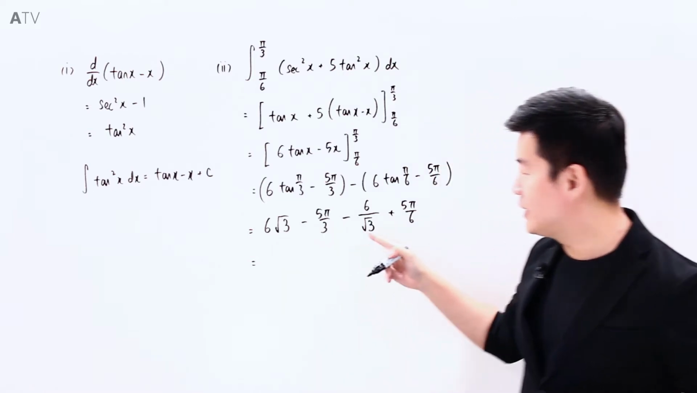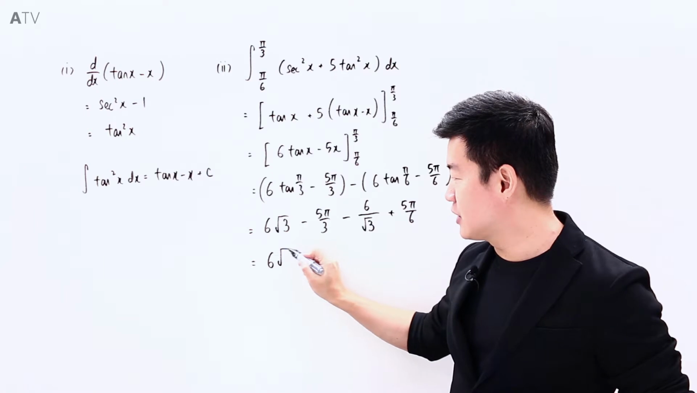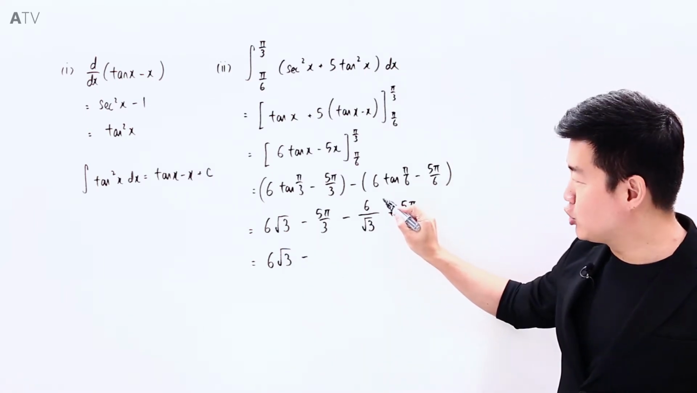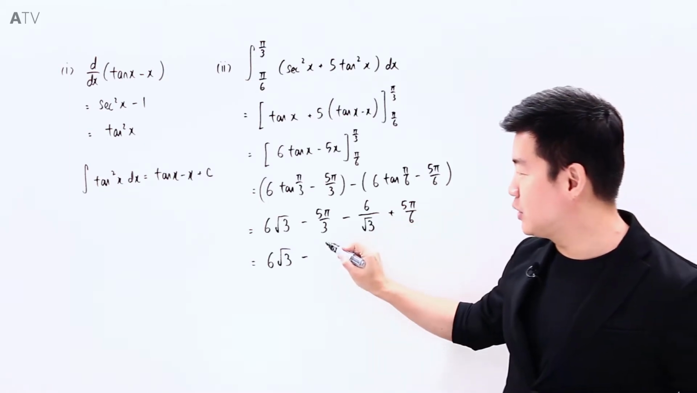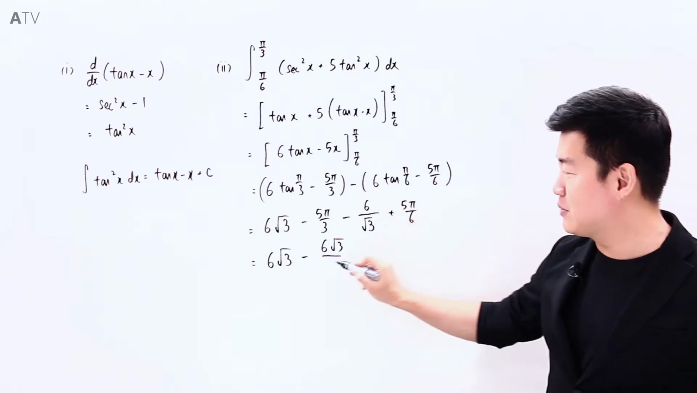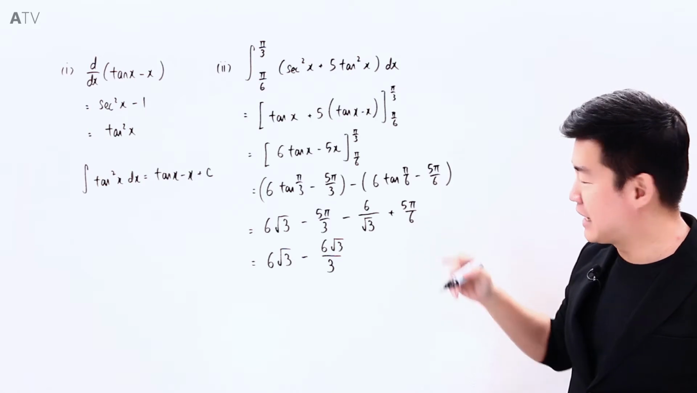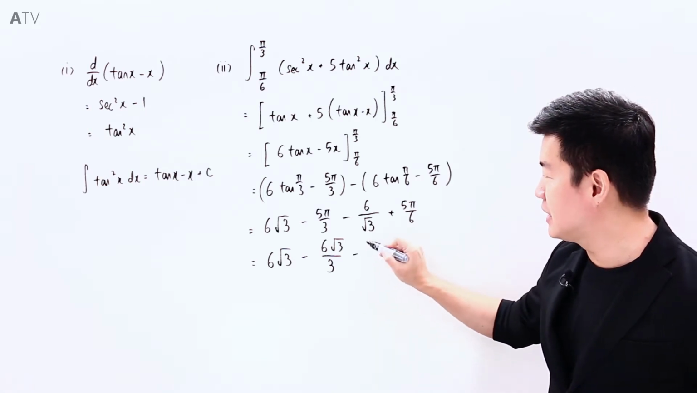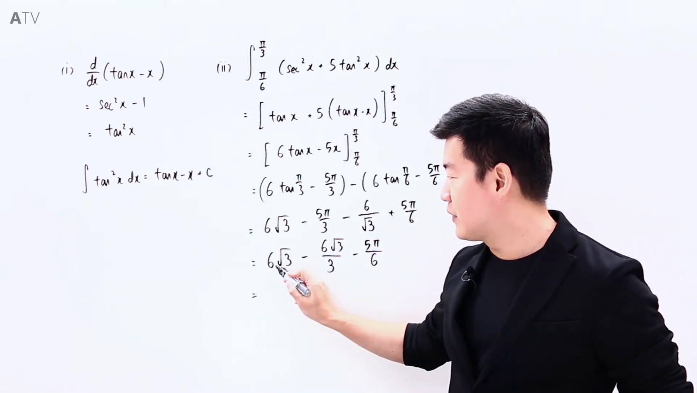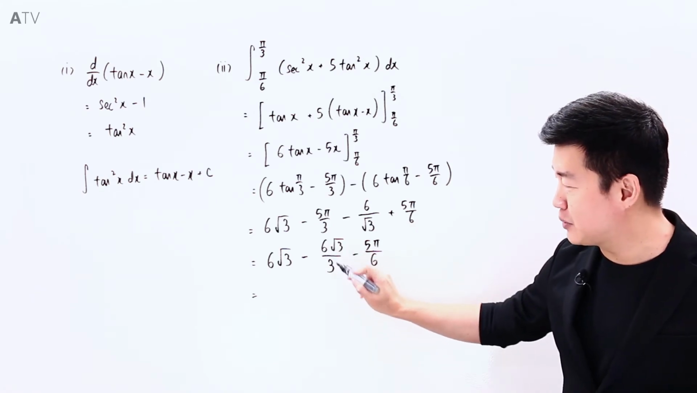I'm going to combine this together, but before we do that, let's rationalize this. So we have a 6 square root of 3 minus away, multiplying by square root of 3 in the numerator and square root of 3 in the denominator. We have a 6 square root of 3 divided by square root of 3 times square root of 3, which is going to be 3. And minus 5 pi over 3 plus 5 pi over 6 will give me a minus 5 pi over 6. So we have a 6 square root of 3 minus away 2 square root of 3. 6 divided by 3 is 2.